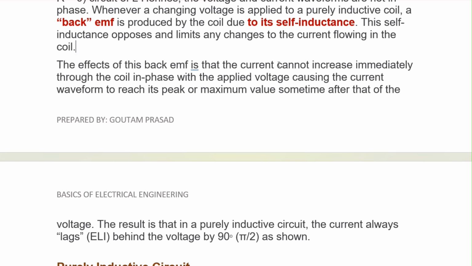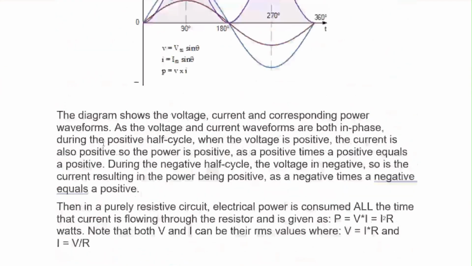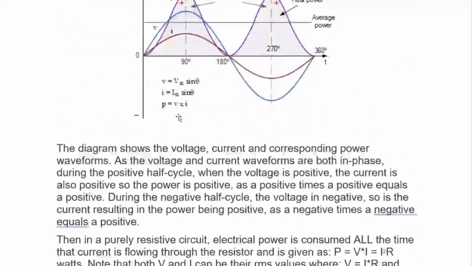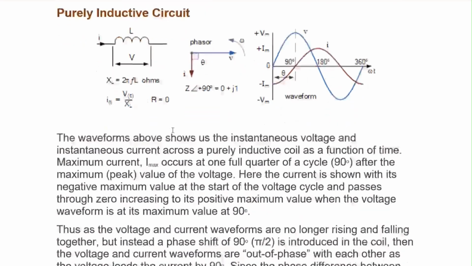The effect of the back EMF is that the current cannot increase immediately through the coil in phase with the applied voltage, causing the current waveform to reach its peak value some time after the voltage. So voltage achieves the peak first, as you can see here. The voltage has achieved the peak here, and the current has achieved the peak at this place, after some time. So this is what that discussion is saying.